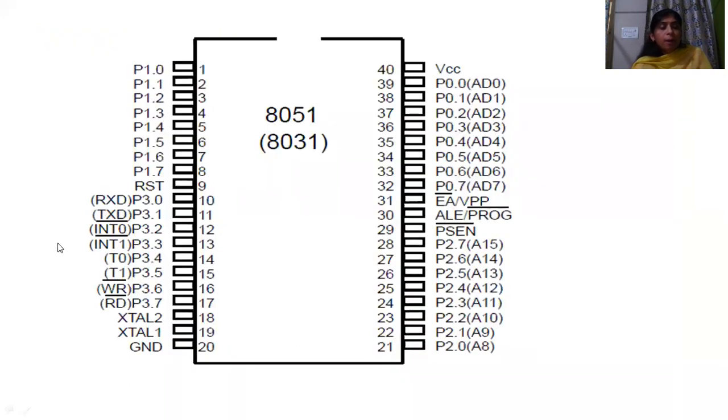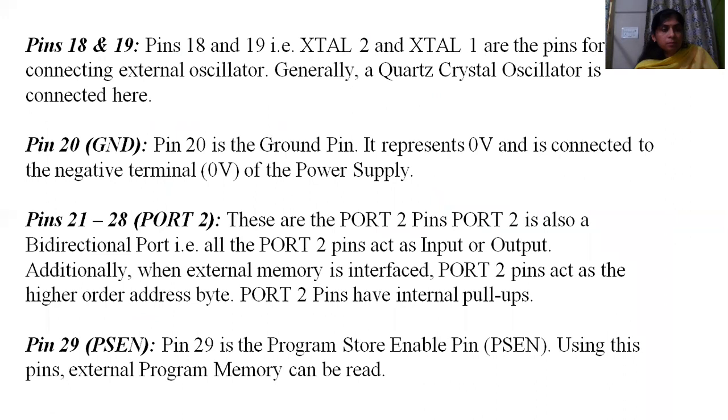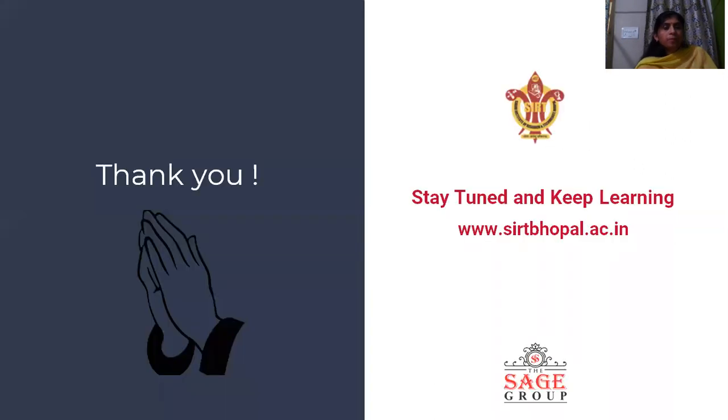Here the bar indicates, for example, INT 0, INT 1, read, write. These are the active low pins. Here ALE, address latch enable, and this VPP supply are also marked. So this is all about the 8051 pin diagram.